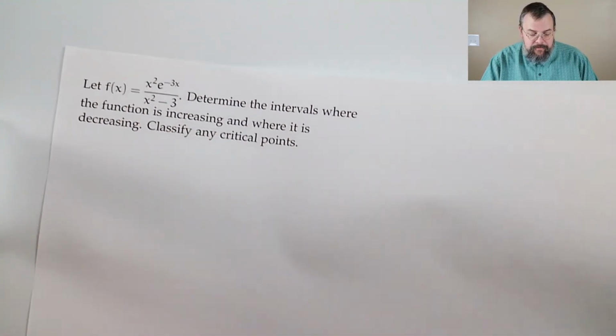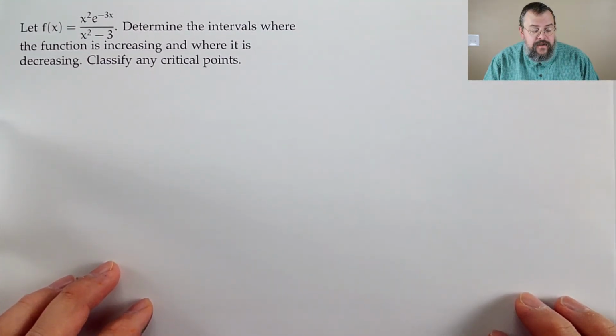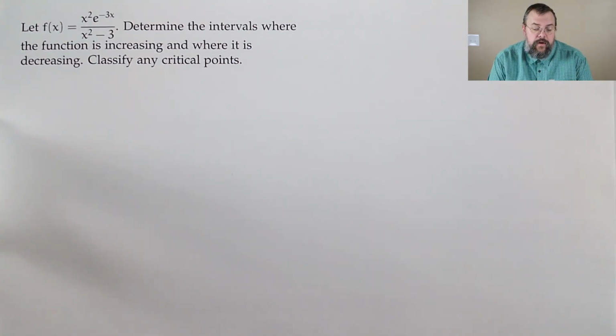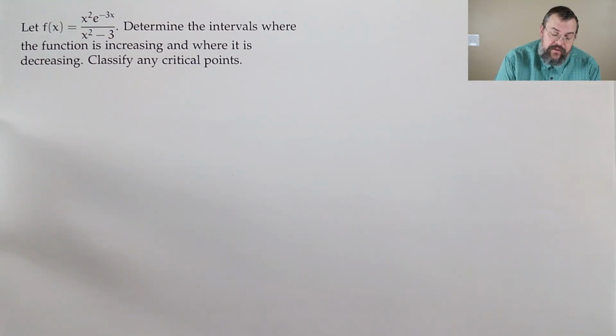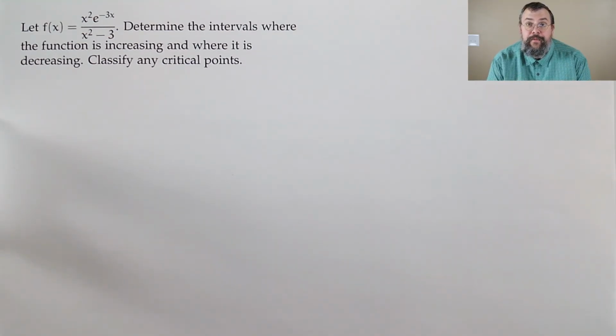All right, well, that's our first problem. On to our next problem. Suppose our function is x squared e to -3x divided by x squared minus 3. Determine the intervals where the function is increasing and where it is decreasing, and classify any critical points.